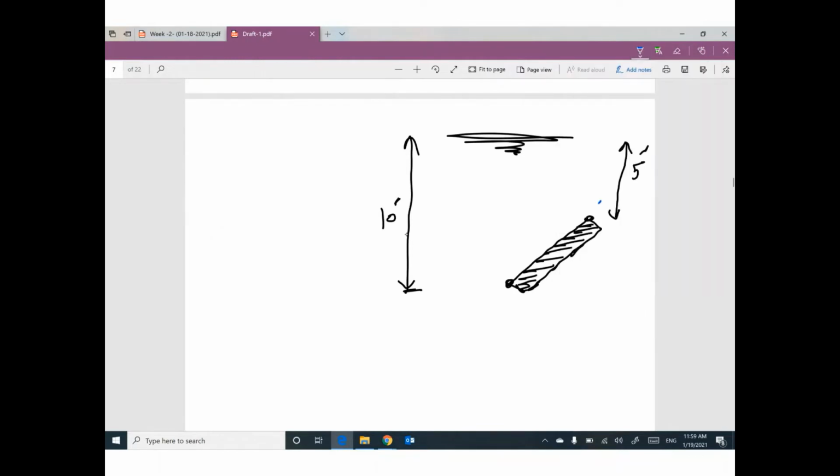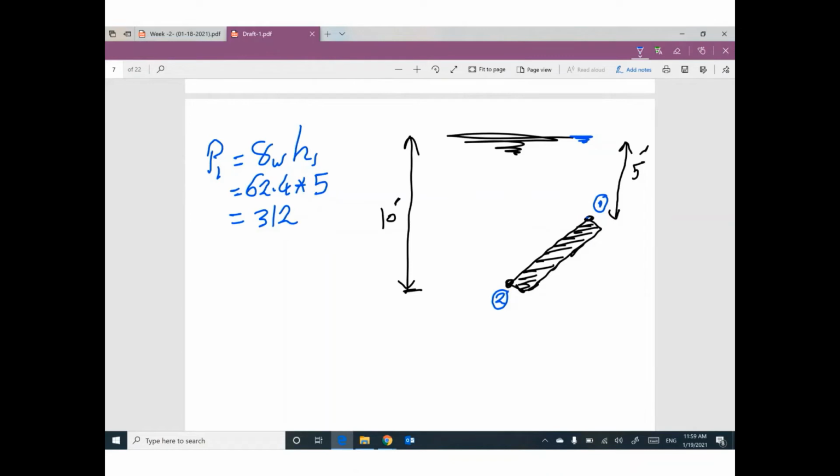Okay, point number 1, point number 2. So P1 equals gamma water times H1. Gamma water is 62.4. H1, the height from point number 1 to the water surface, is 5. If you multiply 62.4 times 5, your value will be 312. How can I draw the 312?